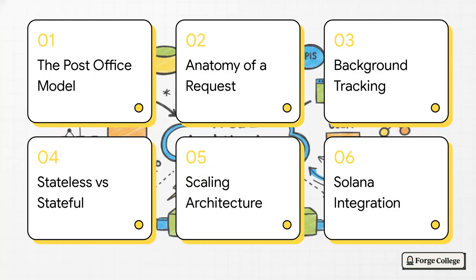To get us there, we've broken this down into 6 quick sections for today's blueprint. 1. Welcome to the post office. 2. Anatomy of a request. 3. Background broadcasts and tracking. 4. Stateless versus stateful services. 5. Scaling your architecture. And finally, 6. Preparing for Solana integration. All right, let's dive right in.